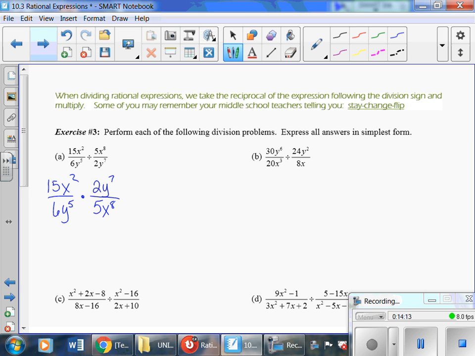And then you're just going to follow the same exact rules that we did prior to this when we did multiplication. All right? So why don't you pause this, try this on your own, and then we'll come back with the answers.